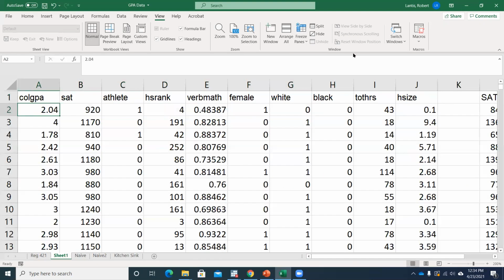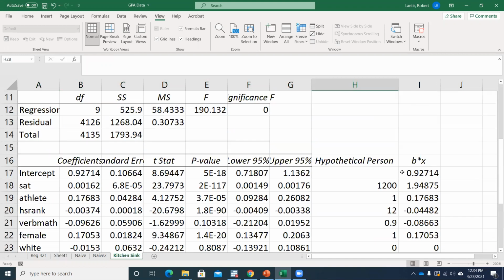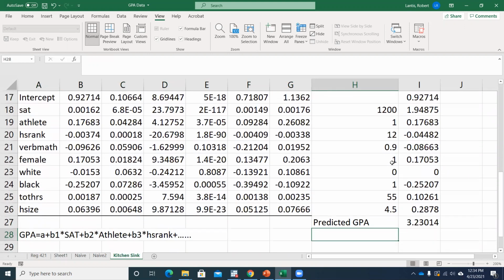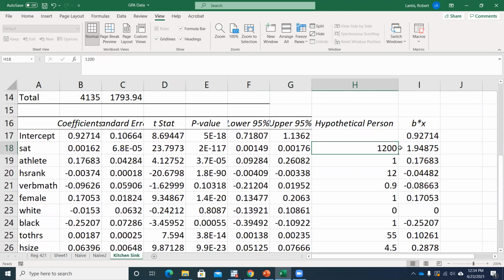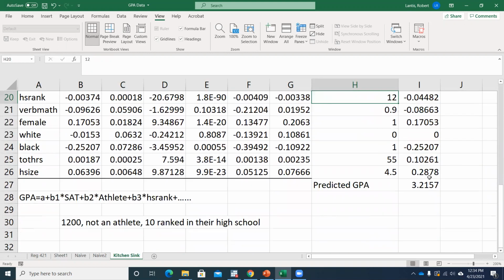Now, I'm not going to make you do it by hand. Excel's going to do all that work for us. But this idea of making predictions for a hypothetical person, that's useful, right? I could play around. Maybe it's a different person, they got a 1300 and they weren't a student athlete, and I start changing these things around and I get different predicted GPAs.